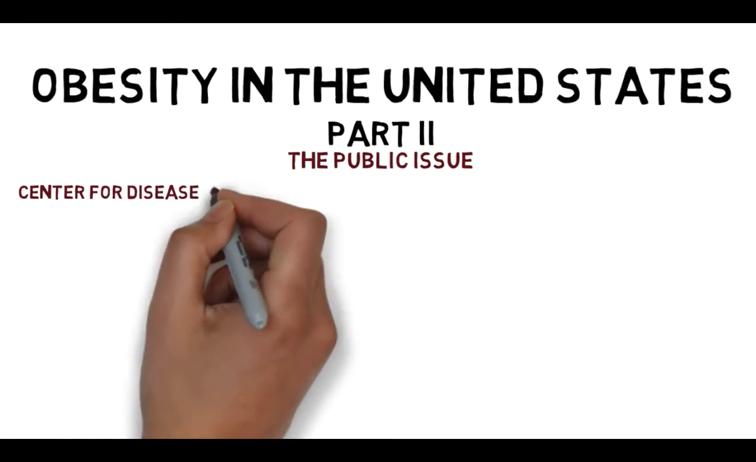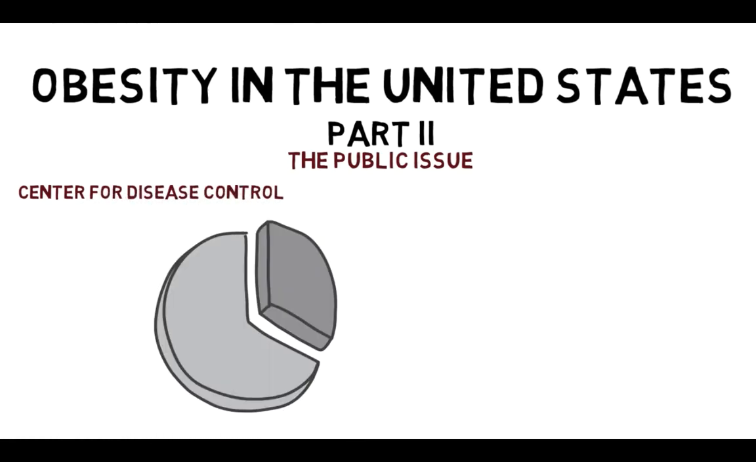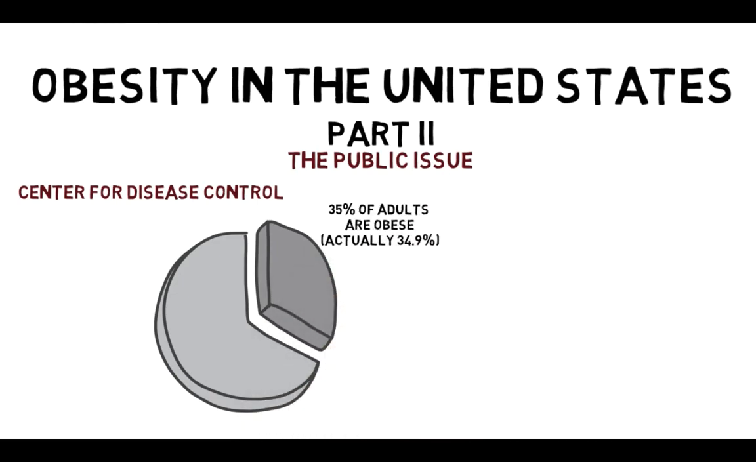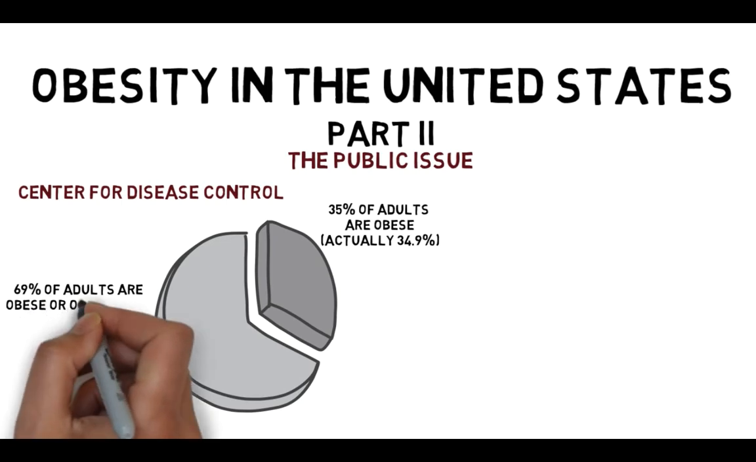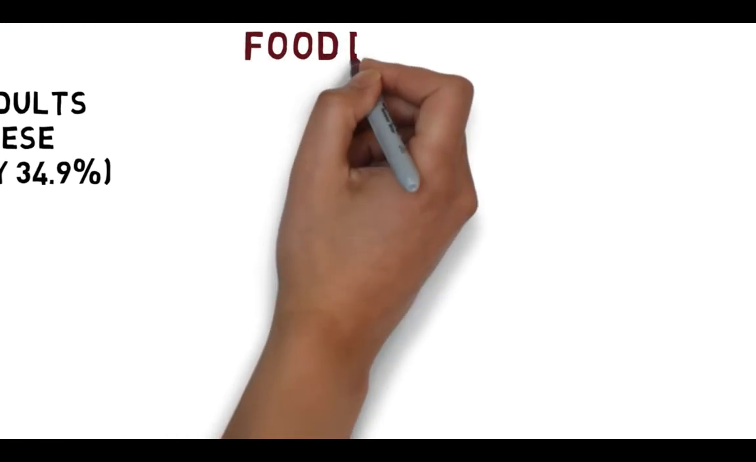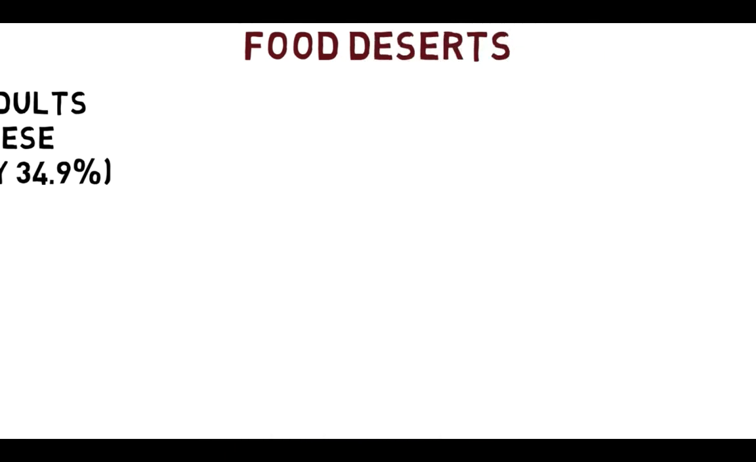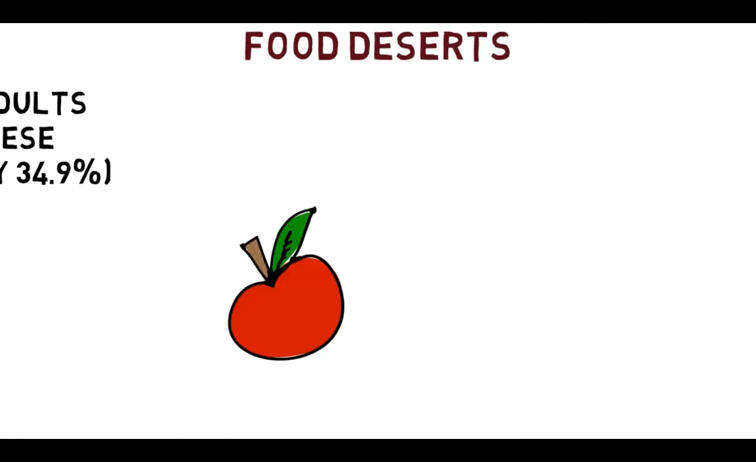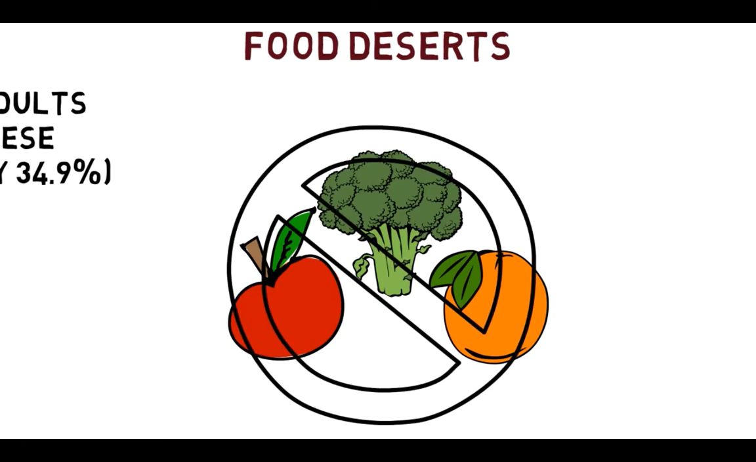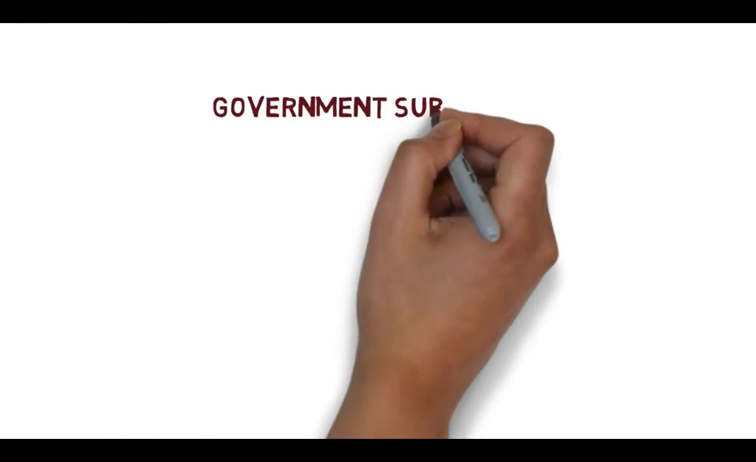According to the Center for Disease Control, approximately 35% of the United States adult population is considered obese. That percentage bumps up to 69% when we consider all adults who are also overweight. Social structures that contribute to obesity include food deserts, which are areas of the United States that do not have access to healthy, whole, and fresh foods and can be found in both urban and rural areas. These are places where it is difficult to grow healthy food locally, and there is little to no access to local markets that would carry such items. Then there are government subsidies.